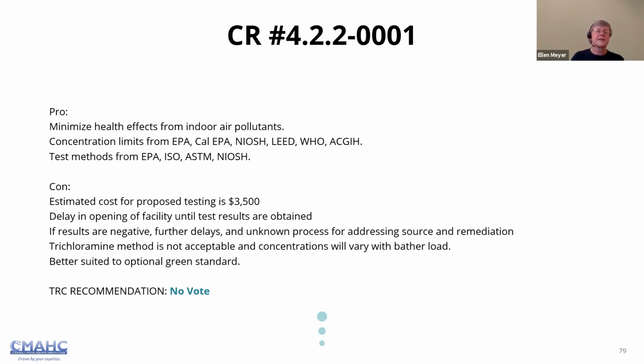The test methods that are in there are, again, a mix: some from EPA, some are ISO, some are ASTM, some are NIOSH methods. So there was a lot of research that went into this particular change request and the different pollutants, what would be acceptable levels, and how you would actually analyze for them. There are some estimated costs for what it would take to test for all these, and it's estimated to be approximately $3,500 to do the testing, and that's assuming that you pass the first time, because if you have to remediate and then test again, then there would be additional costs for that.